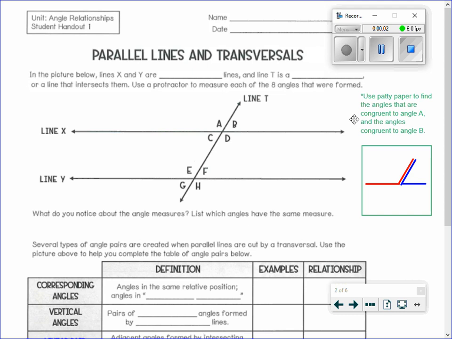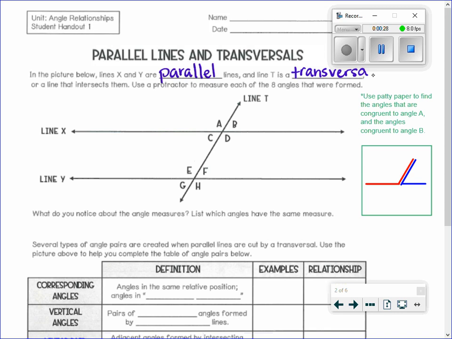Today we're going to be learning about parallel lines and what's called transversals. In the picture below, X and Y are what type of lines? Parallel. Line T is called a transversal, or a line that intersects it.